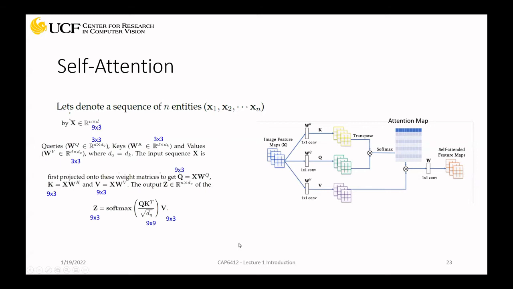And then we have these matrices. WQ is 3 by 3, which is 9 elements, 9 unknowns. That's what we want to learn. We want to learn 9 here also, and we want to learn 9 here also. And then at the end, we will have 9 here also.